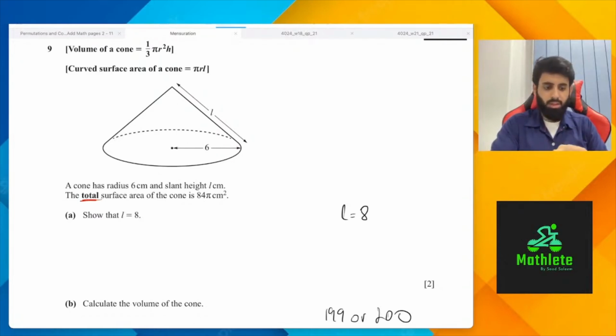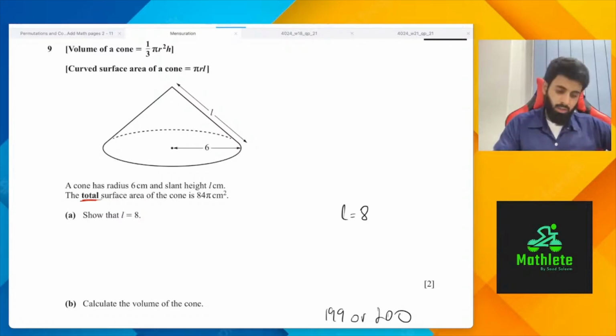Okay, so question, how do we find out the total surface area? What shapes are we going to include in the total surface area? Yes, the curved area and the circle. Yes, Sabiha, Abdullah, your answer is also correct. So we're going to take the base and the curved surface area.